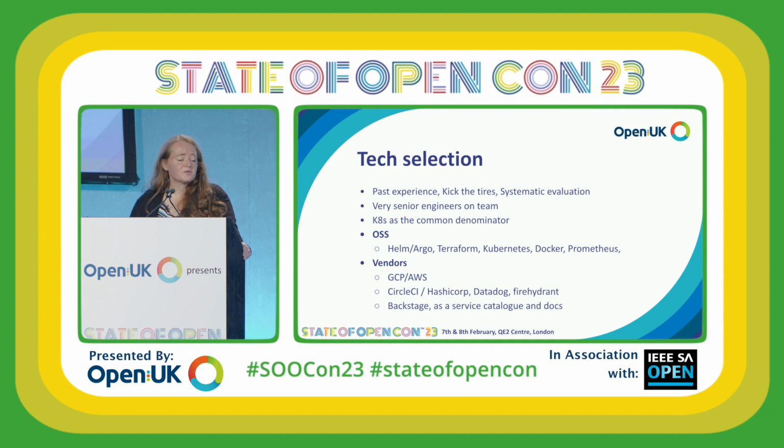So for the curious, what did we end up using? Usual suspects: Helm, Argo CD, Terraform, Kubernetes, Docker, Prometheus, and vendor software would be GCP, AWS, CircleCI, Datadog, Backstage. A good example of one of the choices we had to make was whether or not to use HashiCorp Terraform or use Crossplane. In the end, we went with Terraform, with the intent that we would give the application developers the flexibility to use Terraform if they so desired and not have to learn a new technology.